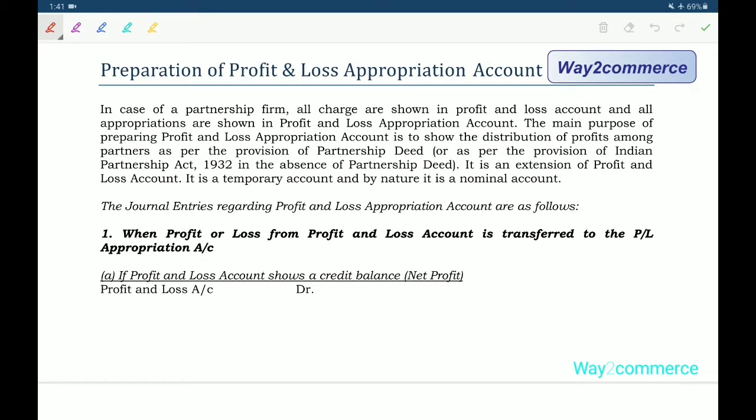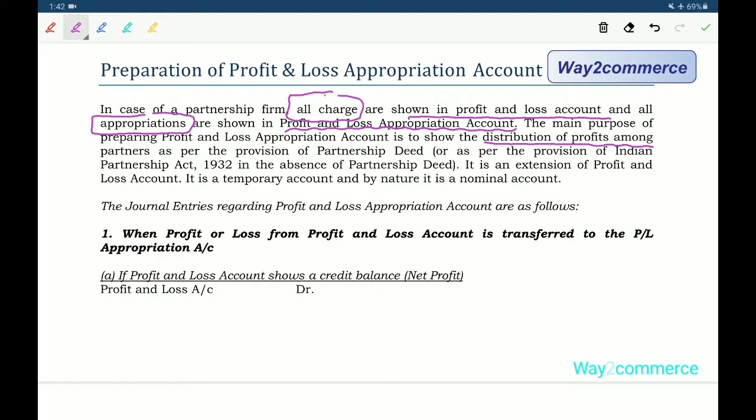In case of a partnership firm, all charges are shown in profit and loss account, and all appropriations are shown in profit and loss appropriation account. We know that the main purpose of preparing profit and loss appropriation account is to show the distribution of profits among partners. For example, interest on capital, partner's salary, partner's commission. So these are appropriations. To show them, we have to prepare profit and loss appropriation account.